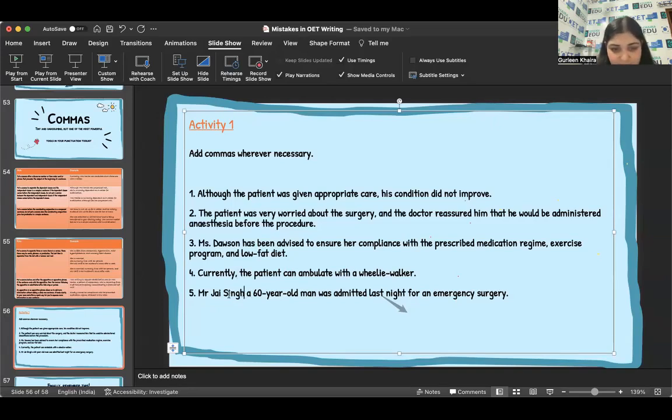See, this is our subject or noun. This is the extra information. This is the appositive, a 60-year-old man. So it will be preceded and followed by a comma.